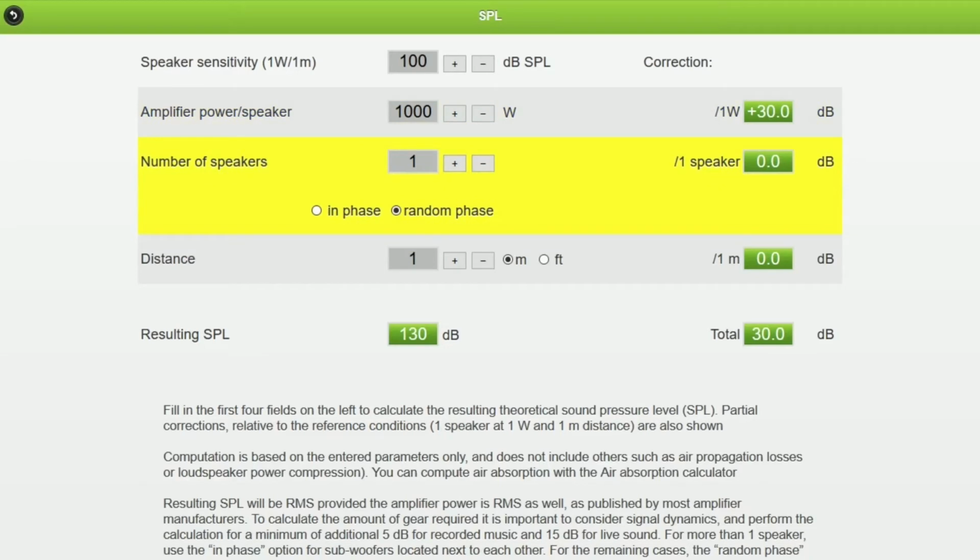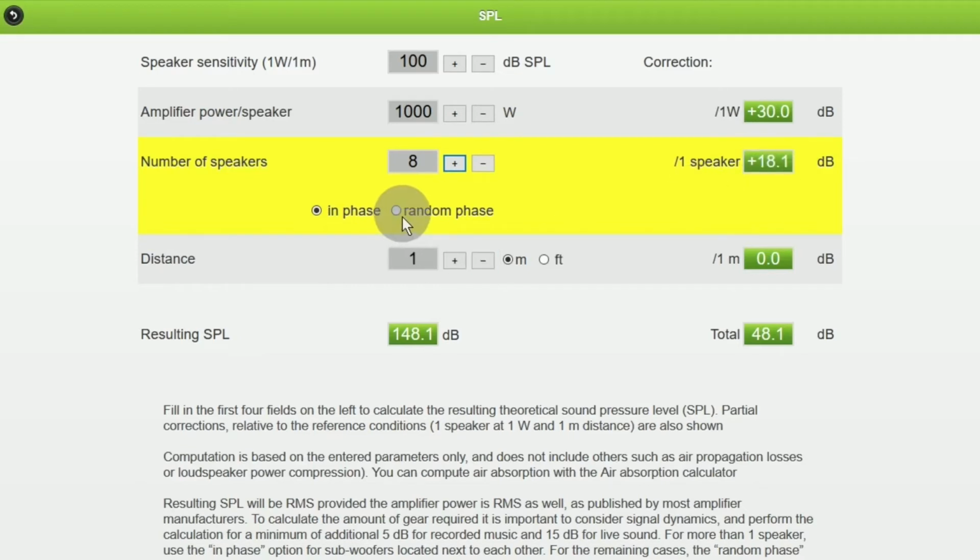Next is the number of boxes that we enter the sensitivity for in the first field of the calculator. As we could expect, doubling the number of in-phase loudspeakers gets us an increase of 6 dB in SPL. If we double again, we have an extra 6 dB, and if we double again to 8, we have a final total correction of 18 dB for a 3 times doubling of the number of speakers from 1 to 2 to 4 and to 8.